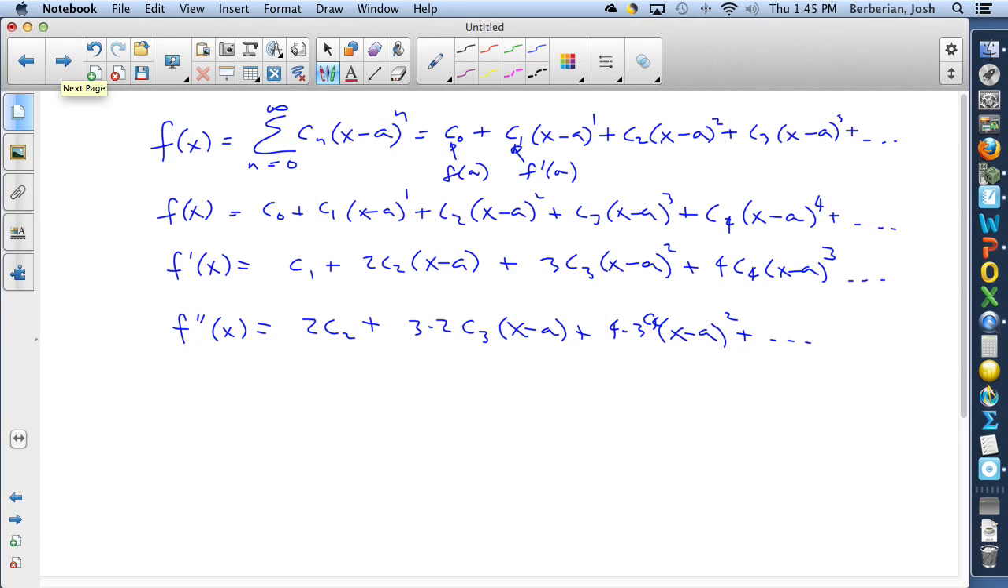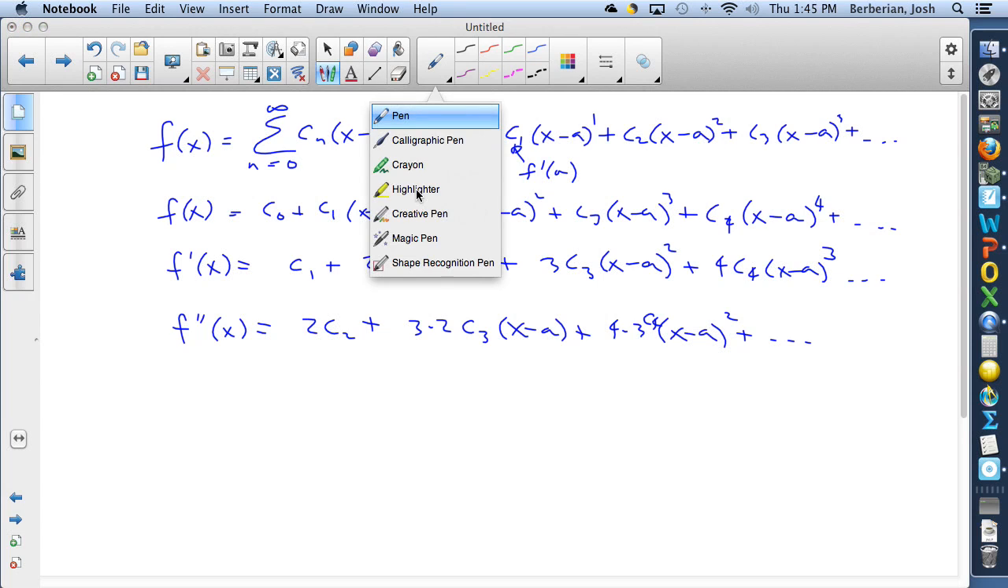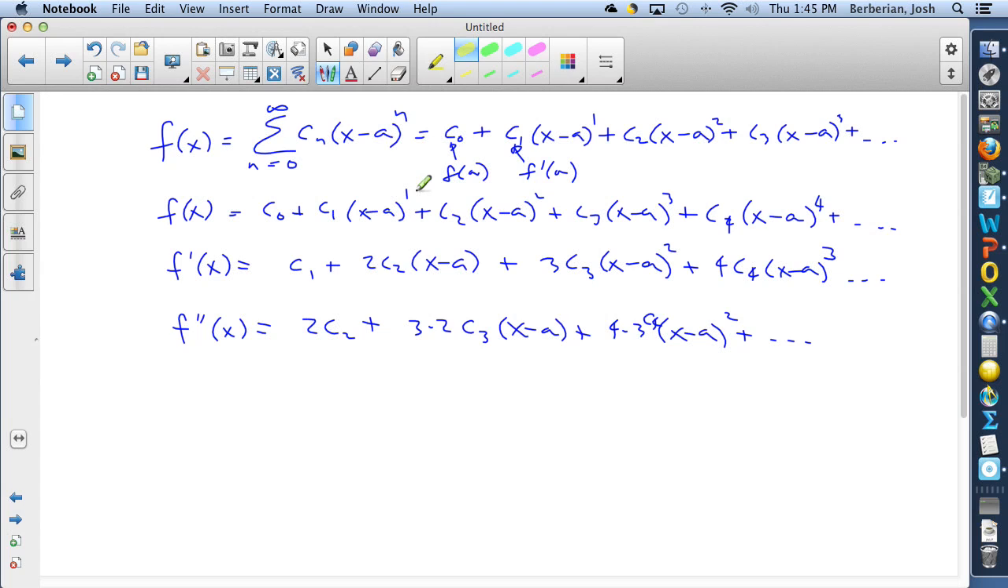Okay. Guess what I'm going to let x equal? Let a, yeah, what am I going to let x equal? A. What drops out? Right, all of this drops out. For those of you watching, when you're going back to look at this, all that drops out. And I'm left with the second derivative at a, because x is equal to a, equals 2c2. What's c2 equal to? Second derivative of a over 2.